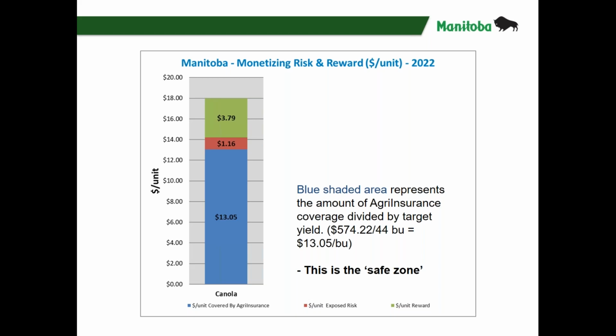In this slide here, the blue shaded area is the amount of acre insurance coverage divided by our target yield. So essentially, this is on a dollars per bushel basis. In this example, we're showing that the first $13.05 is essentially what we have covered through acre insurance. So that's our safe zone.